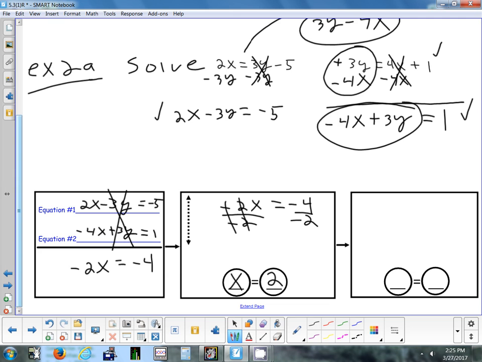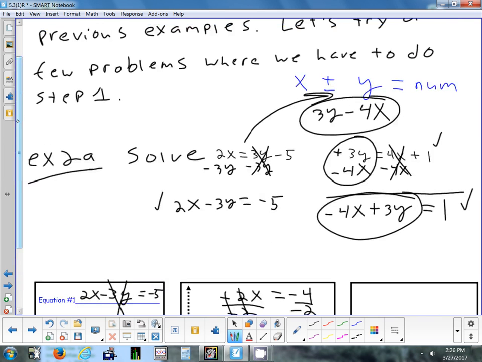Positive 2. Good. Now, how do we get y? What do we have to do with x? Plug it in where? Yeah, we're going to go back to one of the original equations.